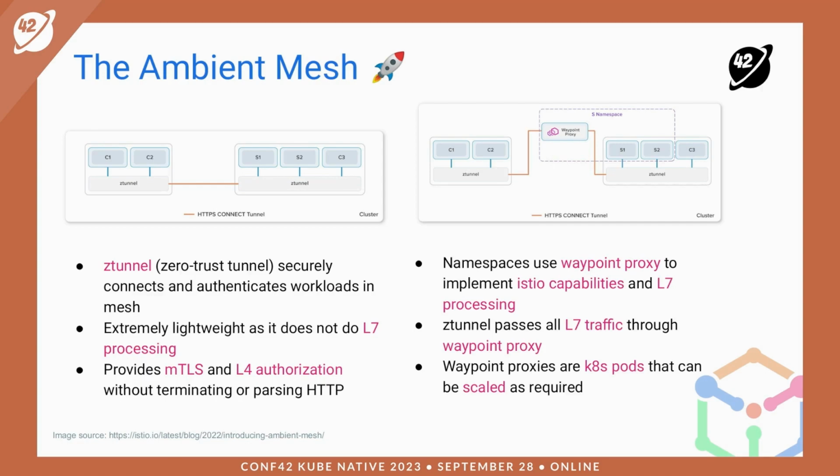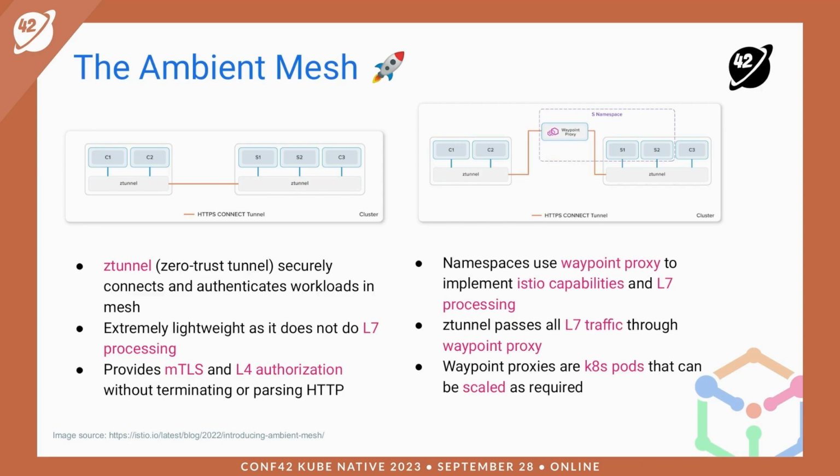The waypoint proxy, however, is the one providing you with L7 capabilities. And it is not mandatory to deploy a waypoint proxy. You can deploy it on the basis of a namespace or maybe even a service account, depending on your L7 use cases. So ztunnel, if it sees that there is a waypoint proxy, will pass all its traffic through it so that the L7 policies are being evaluated there. And it again goes back through the other ztunnel to the respective workload.